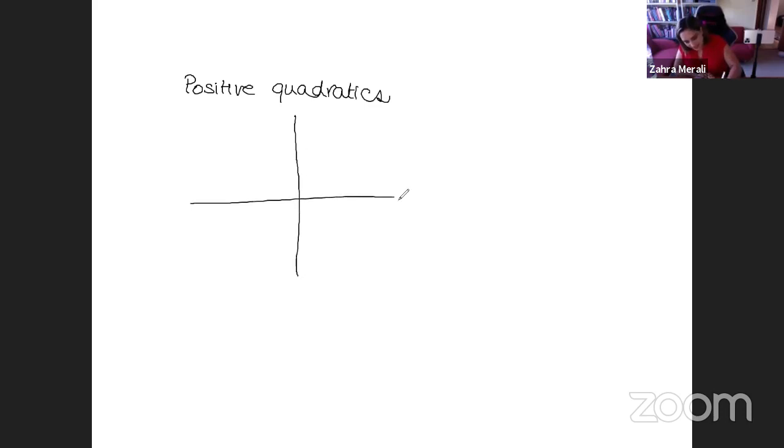So positive quadratics. That is when the thing in front of your x squared, which is called a coefficient, is positive. You get a smiley face. So when it's positive, everyone's happy. You get a positive x squared.